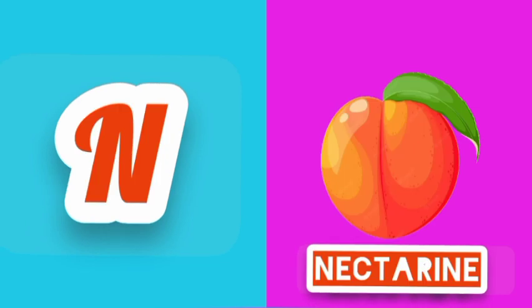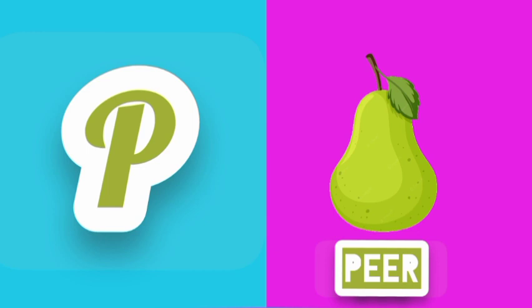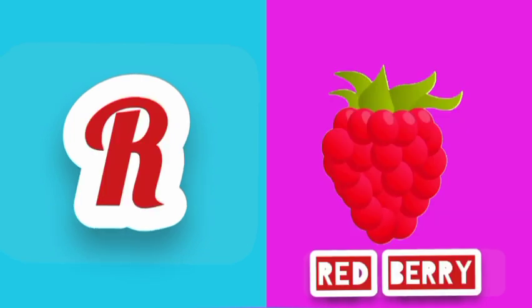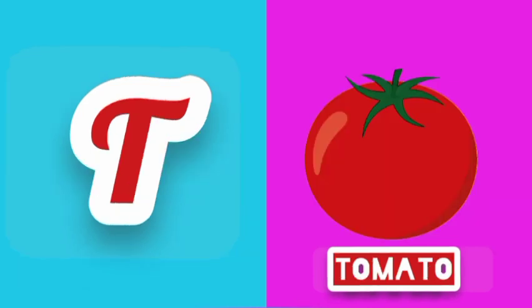N for nectarine. O for orange. P for pear. Q for quince. R for raspberry. S for strawberry. T for tomato.